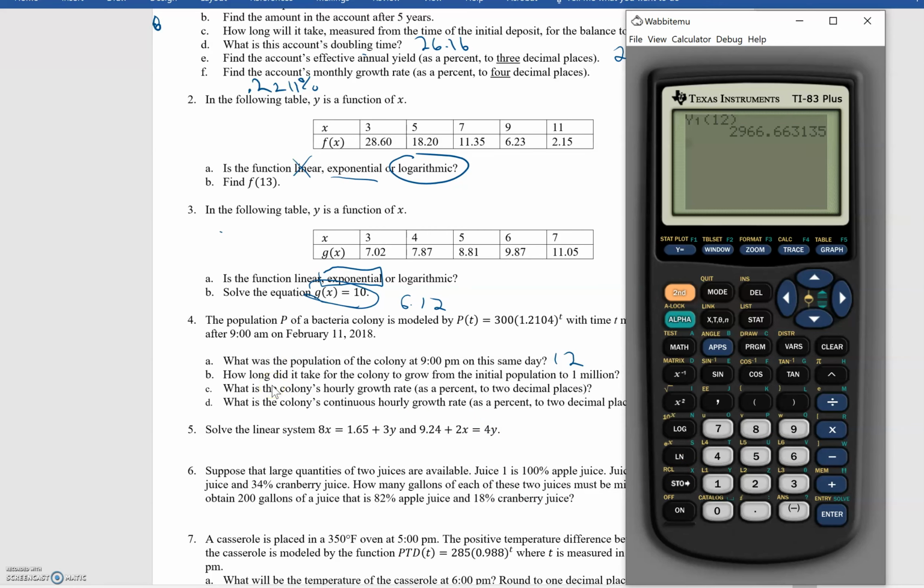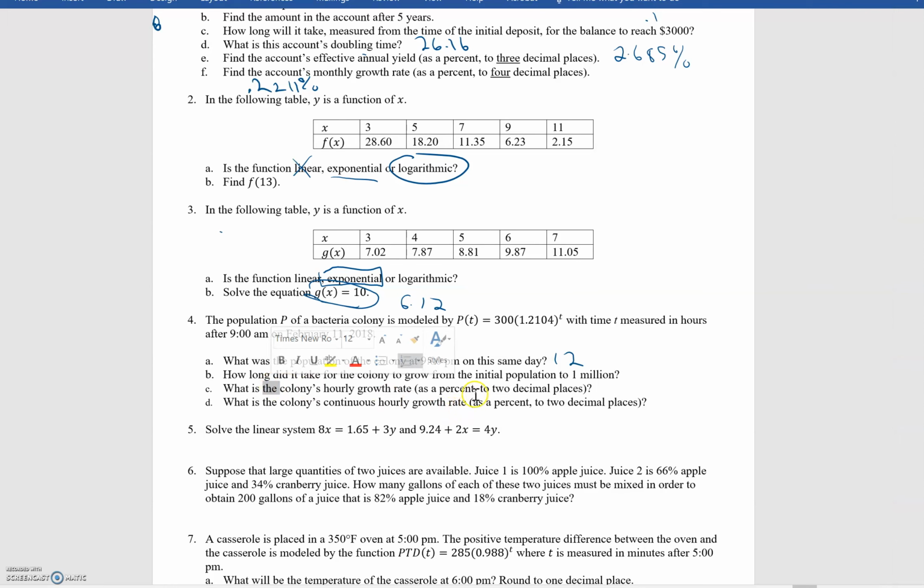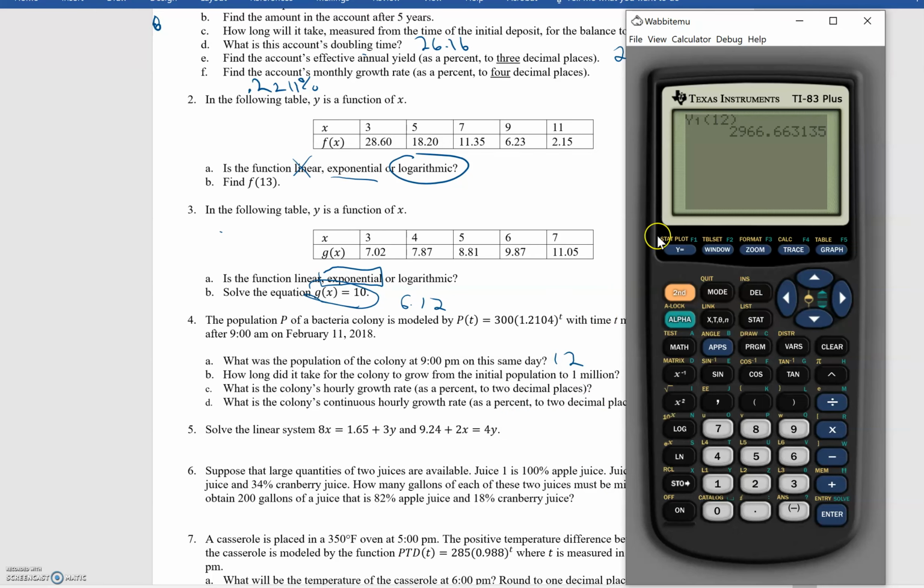Question 2. How long did it take for the colony to grow from the initial population to 1 million? So we actually have to put in the full 1 million value here because our unit is ones. So this is a calc intersect question. So 1 0 0 0 0 0 0. I think that's a million. And we'd better go to the table to see how long it's going to take to get to this. Notice 1e to the 6, that's scientific notation. So how long is it going to take?